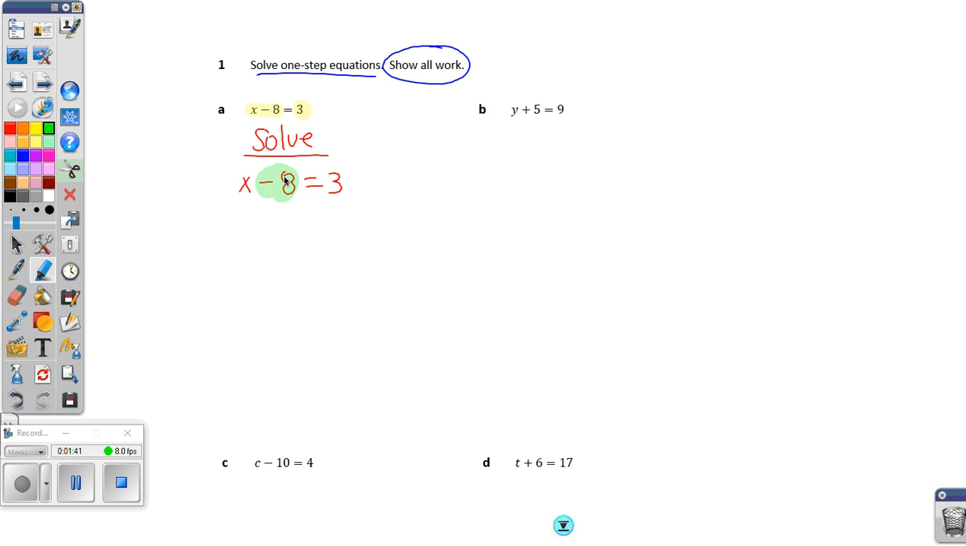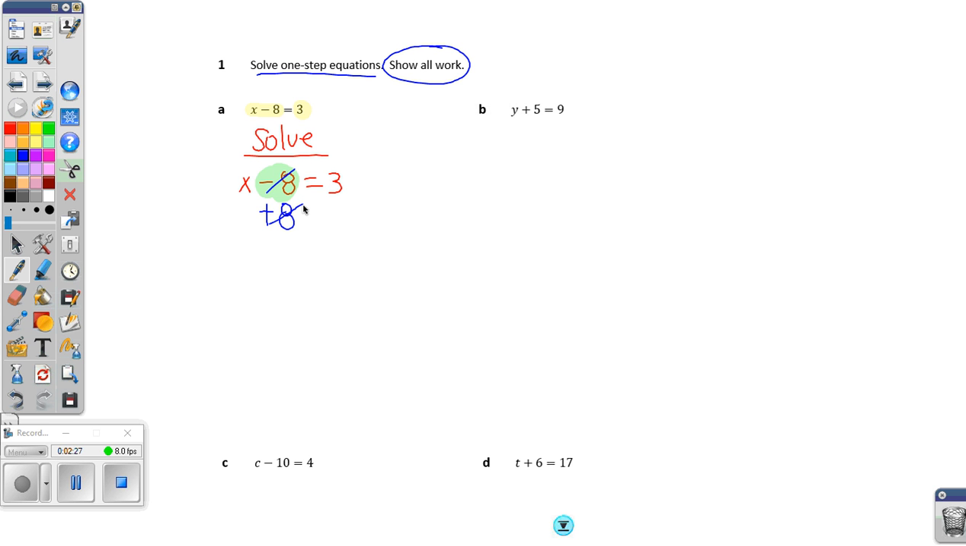I highlighted minus 8 for a reason. x in this problem is not by itself. I have not solved for x yet because I have an operation next to x, so I have to get rid of that operation. Anytime you're trying to decide what to do in your first step, you have to look at where the variable is. In this case, we have x minus 8. To get rid of subtracting 8, we have to use the inverse operation, and that would be addition, by the way. So I'm going to add 8 to get rid of the 8. If you think about it, negative 8 plus 8 is 0, so those cancel out.